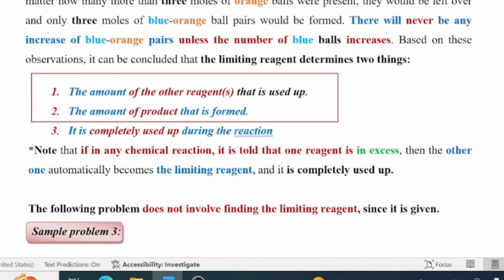Listen to this one now. If in any chemical reaction it is told that one reagent is in excess, then the other one automatically becomes the limiting reagent, and it is completely used up. So look at this problem here.